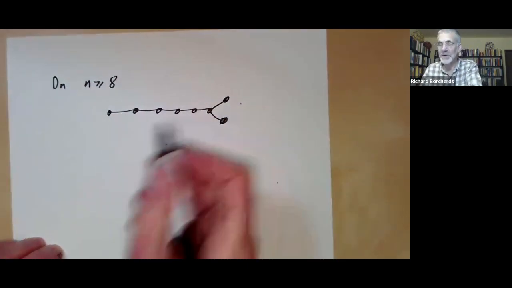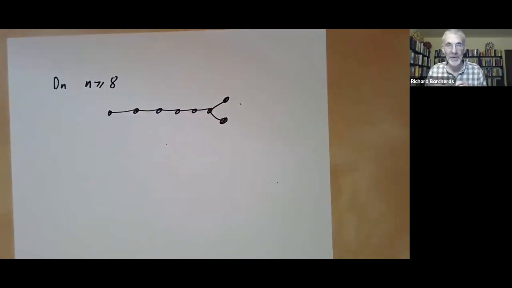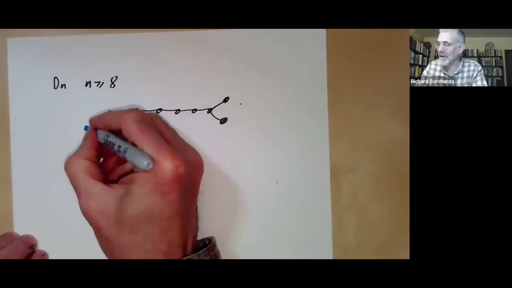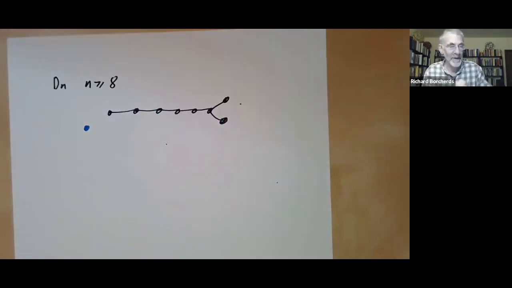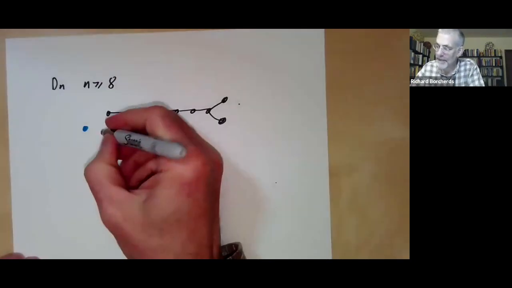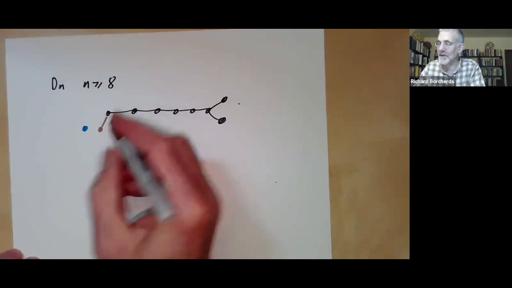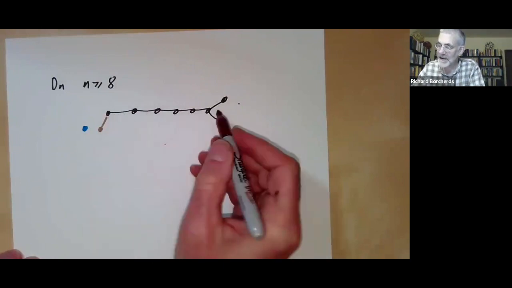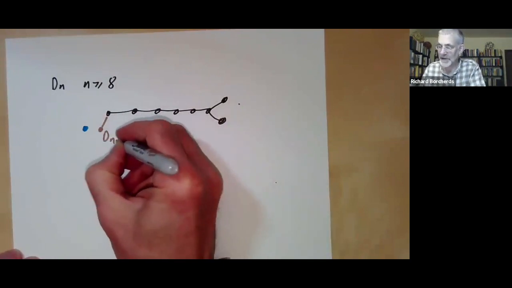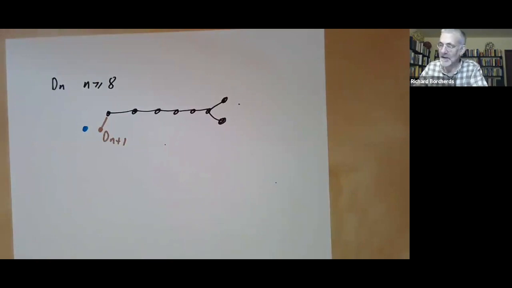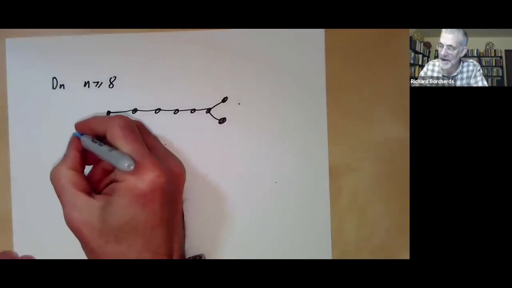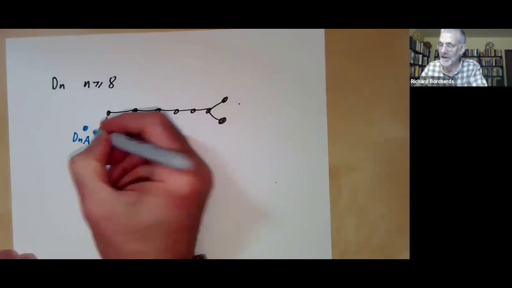What we want to do is add an extra point to this in order that we still have a spherical Dynkin diagram. And there's only two ways of doing this. We can either add a point that isn't connected to anything, or we could add a point that's connected to just this point here. This then gives us a Dn+1 Dynkin diagram, and this gives us a Dn+A1 Dynkin diagram.